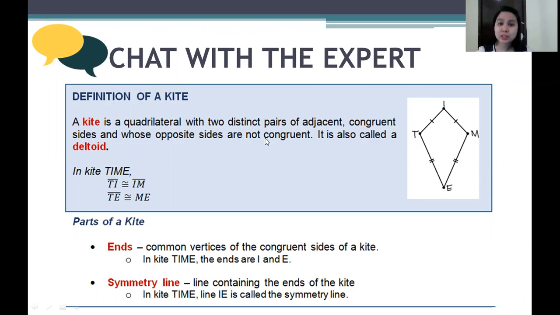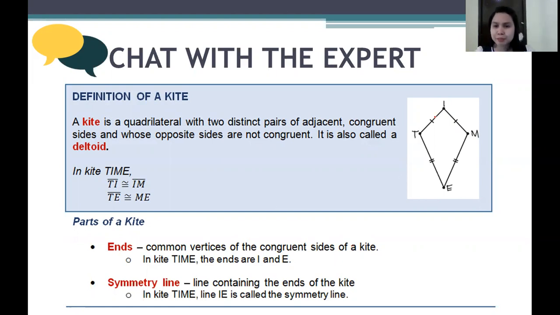It's also called a deltoid. So in a kite, the two adjacent sides, like IT and IM, are congruent. While the other, TE and ME, are also congruent. Now, what are some parts of a kite? The first one is ends. What do you mean by ends? Ends are the common vertices of the congruent sides of a kite.